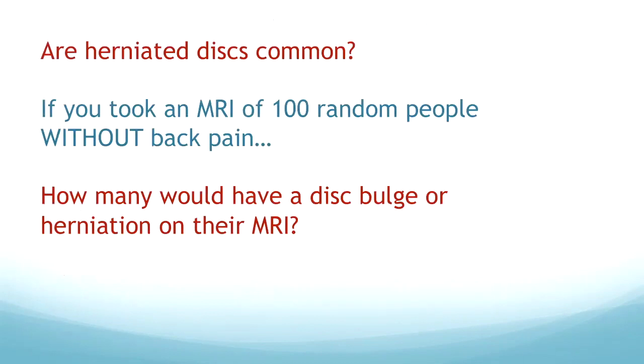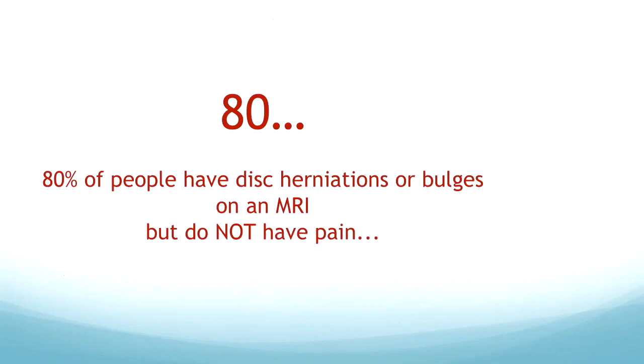Are disc herniations common? Well, as I referred to earlier, if you took an MRI of 100 random people that didn't have back pain, how many of them do you think would have a herniation on their MRI? I said about 3/4 of them. So right around a little bit more than 3/4. 80% of those people that have disc herniation or bulges on an MRI have no pain at all.